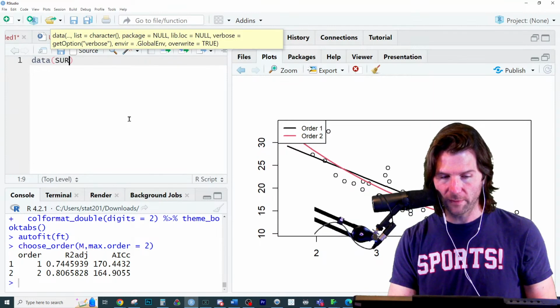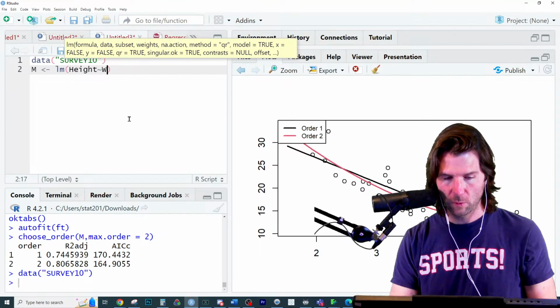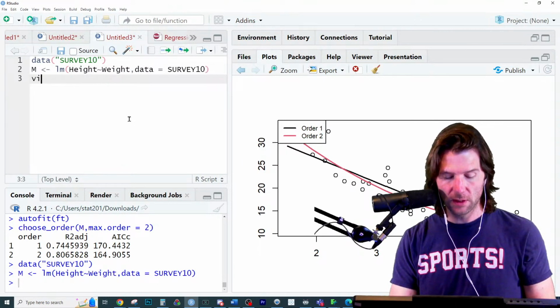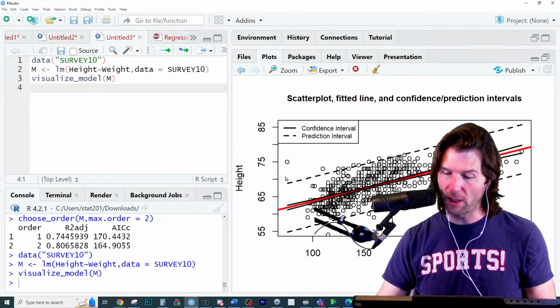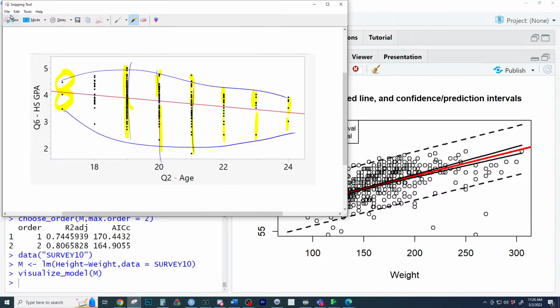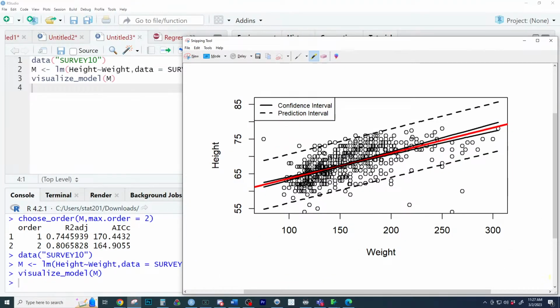Let's go here to data survey 10 and save into LM height weight. We're using a little R now. So this is a non-linear model right here. And the reason it's non-linear is, especially over here at the end of the data, if you think the line should cut through the middle, what do you notice right over here? This is the big evidence of non-linearity at the end of it.